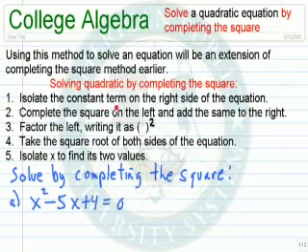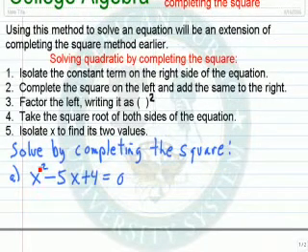First, we isolate the constant term on the right side of the equation. We complete the square on the left and add the same to the right. We factor the left, writing it as some binomial squared. Take the square root of both sides of the equation and finally isolate x to find its two values.